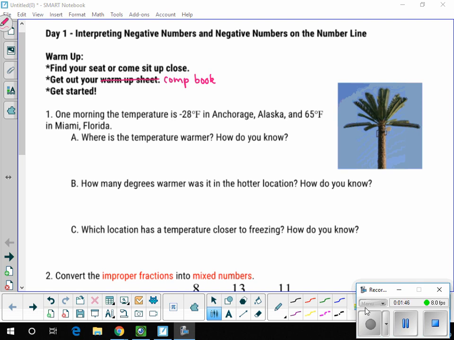Okay. Do you agree, disagree, or have a question? Oliver. I agree. Okay, how come you agree? It's because Florida is 65 degrees Fahrenheit, and Anchorage, Alaska is -28 degrees Fahrenheit. Okay, we're going to put those on a number line in just a minute to see where they're located to help prove our point.